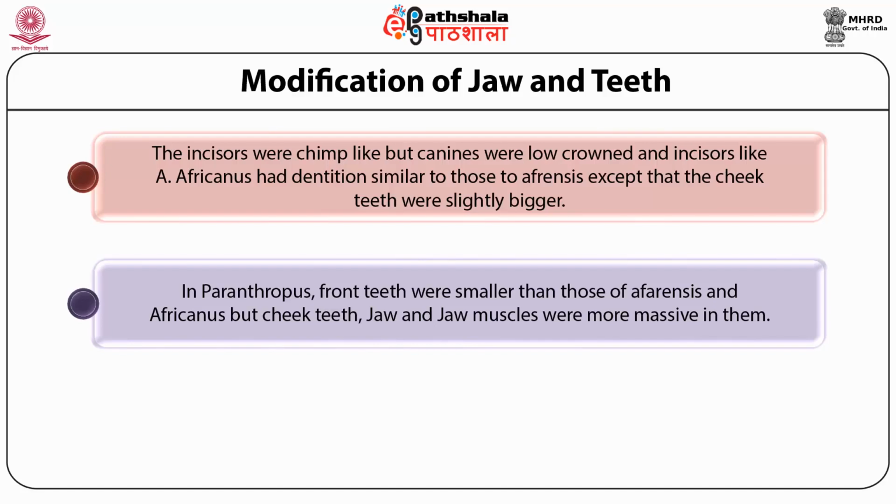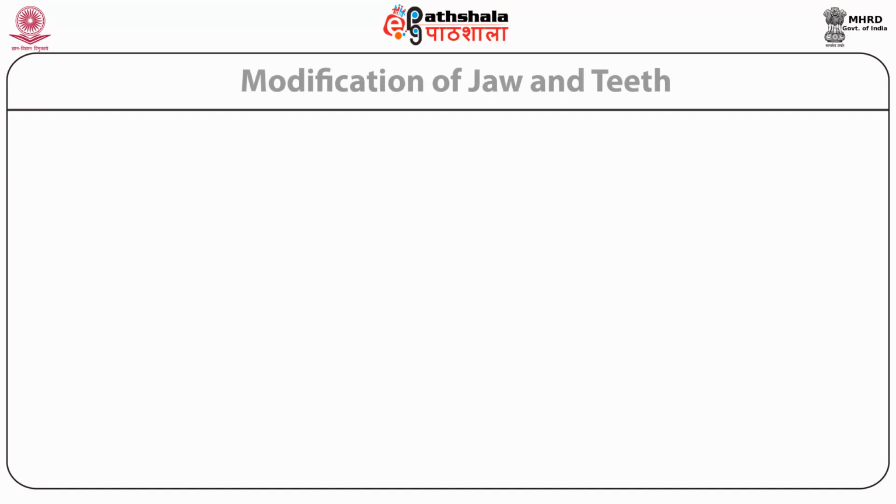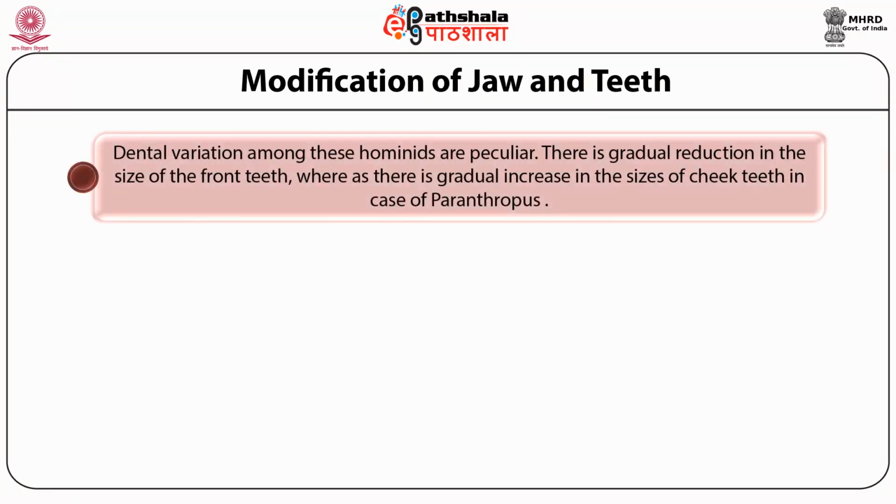In contrast, the rear teeth, jaw, and jaw muscle of this group were more massive compared to those of the Australopithecus group. In Homo habilis, the teeth were similar to those of Australopithecus afarensis. Dental variation among these hominids is peculiar. There is a gradual reduction in size of the front teeth, whereas there is a gradual increase in the size of the cheek teeth in the case of Paranthropus.